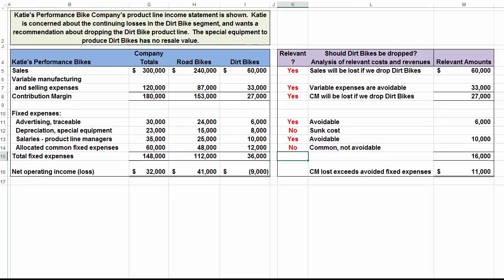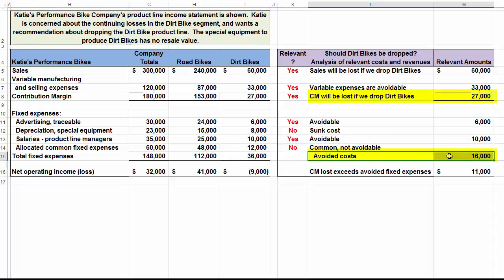Let's take a look at where we are so far. The contribution margin that we're losing is $27,000, but the fixed costs that we're avoiding are $16,000. The contribution margin that contributes to profit is higher than the cost that we won't have to pay. That's not a good thing. The contribution margin lost exceeds our avoided fixed expenses by $11,000. I think we're going to be $11,000 worse off if we get rid of the dirt bike product line.